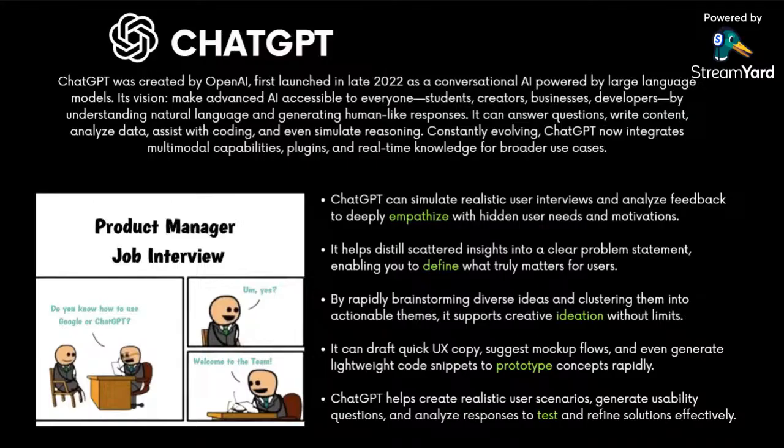Now it also helps you create realistic user scenarios, generate usability questions, and analyze responses. This helps you test your hypothesis. This helps you visualize, and this helps you actually understand what the end user might face with this solution that I'm creating, or what else they might face with it. So this is something that ChatGPT gives you the power to do, gives you, the aspiring product managers, the power to do. Can we move to the next slide, Tanish?